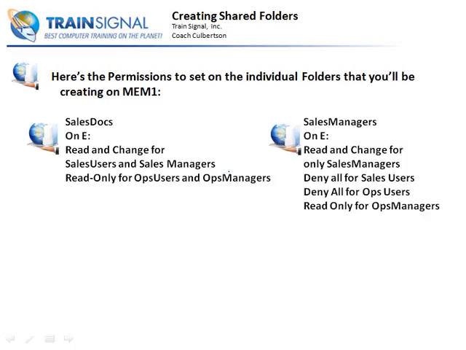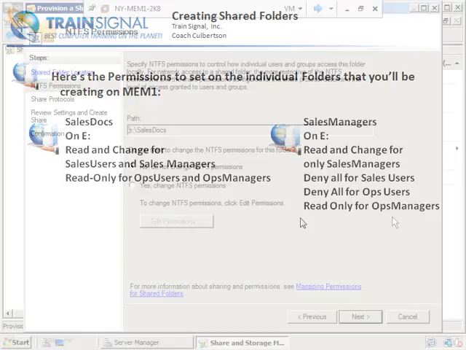Now, the sales managers folder, we're going to create that one next using the Share and Storage Management console. We're going to do pretty much the same thing, only we're going to restrict it a little bit more. We're going to do read and change for only sales managers. Then for the sales users, we're going to do a deny all. We want to make sure that sales users can't get into that folder at all. The same thing for ops users, but for the ops managers, we're going to provide them with read-only access. Those are the permissions we're going to be setting for these two folders we're creating right now. Let's switch back on over to Mem1 and let's finish this process.